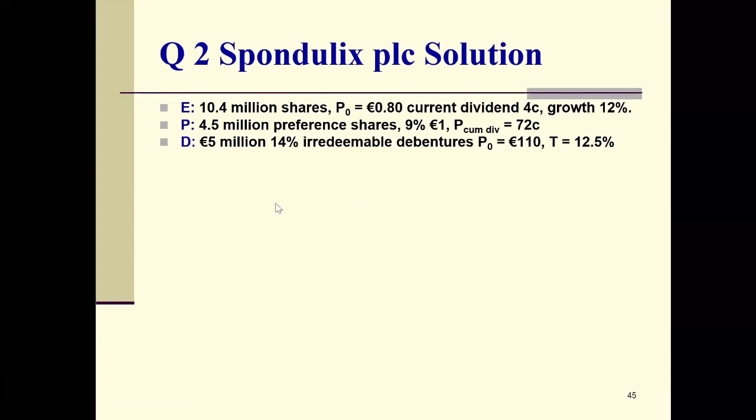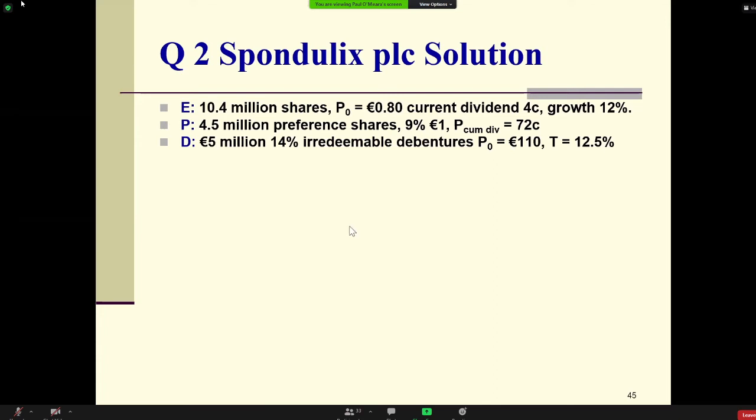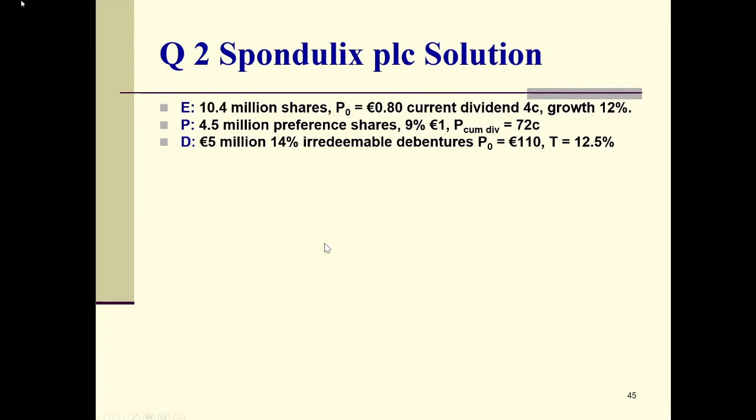Okay, so this is the information. The information I have here is the information in the question. The number of shares, the share price, dividend and growth, number of shares for preference. You can see it's a 9% €1 and it's priced at 72. And then we have a borrowing, 14% coupon, irredeemable, price and a tax rate. So how do we do it? Now, as I say, this is a question you probably did last week. If you didn't do it, don't worry, but make sure you're okay with the guide solution. And this is up on Moodle.